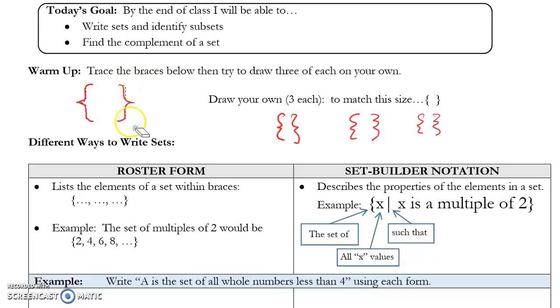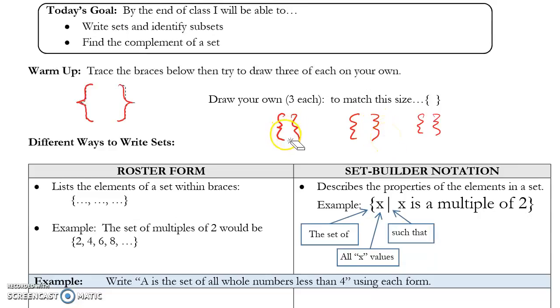This is set notation. These are braces, and when we write braces, we are indicating that we're working with a set. I want you guys to trace the dashed lines. That's what it should look like. Then try to draw three of your own on your own separately.